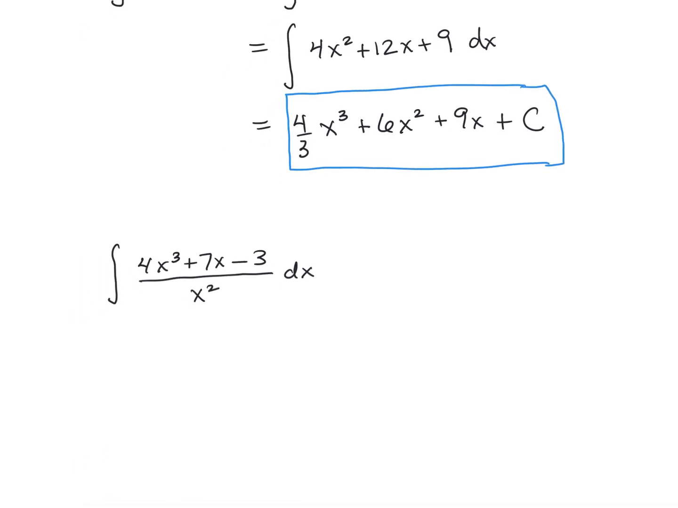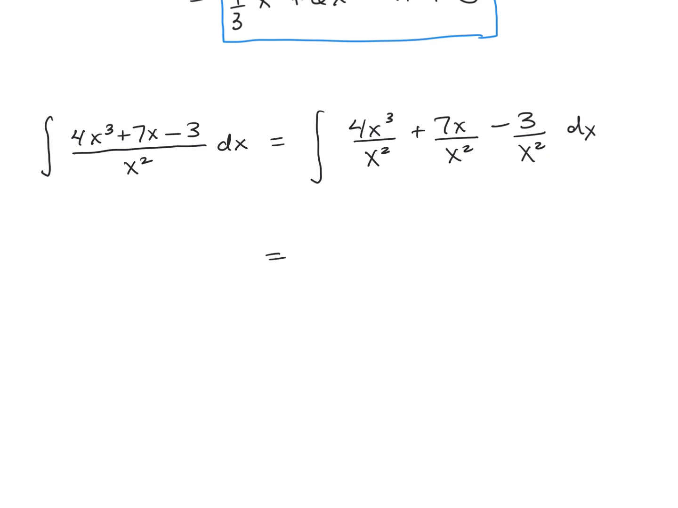For the next problem, again, there's different ways to look at these, but the idea here is to use the power rule. So the first thing we're going to do is split it apart. It has 4 times x cubed divided by x squared plus 7 times x divided by x squared, and finally minus 3 over x squared. We're integrating with respect to x. We now simplify down. So this is going to be the integral of just 4 times x plus 7 divided by x minus 3 over x squared.